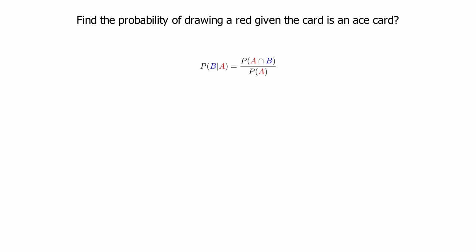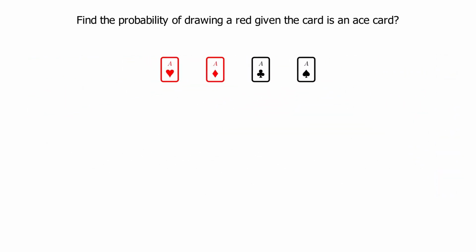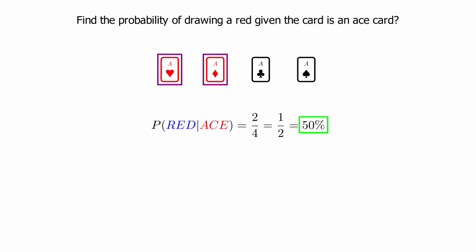So in this case, what we can first do is narrow down all our cards to those that are aces. And in this case, there's just going to be 4 aces. So now we'll narrow it down to these 4 cards. And out of the 4 cards, there's only going to be 2 that are red cards. So the probability of drawing a red card given that it's an ace would be equal to 2 out of 4, which would simplify to 1/2, which is a 50% chance. So as you see, it is more likely to draw a card that is red given that it's an ace, as opposed to drawing an ace given that it's red.